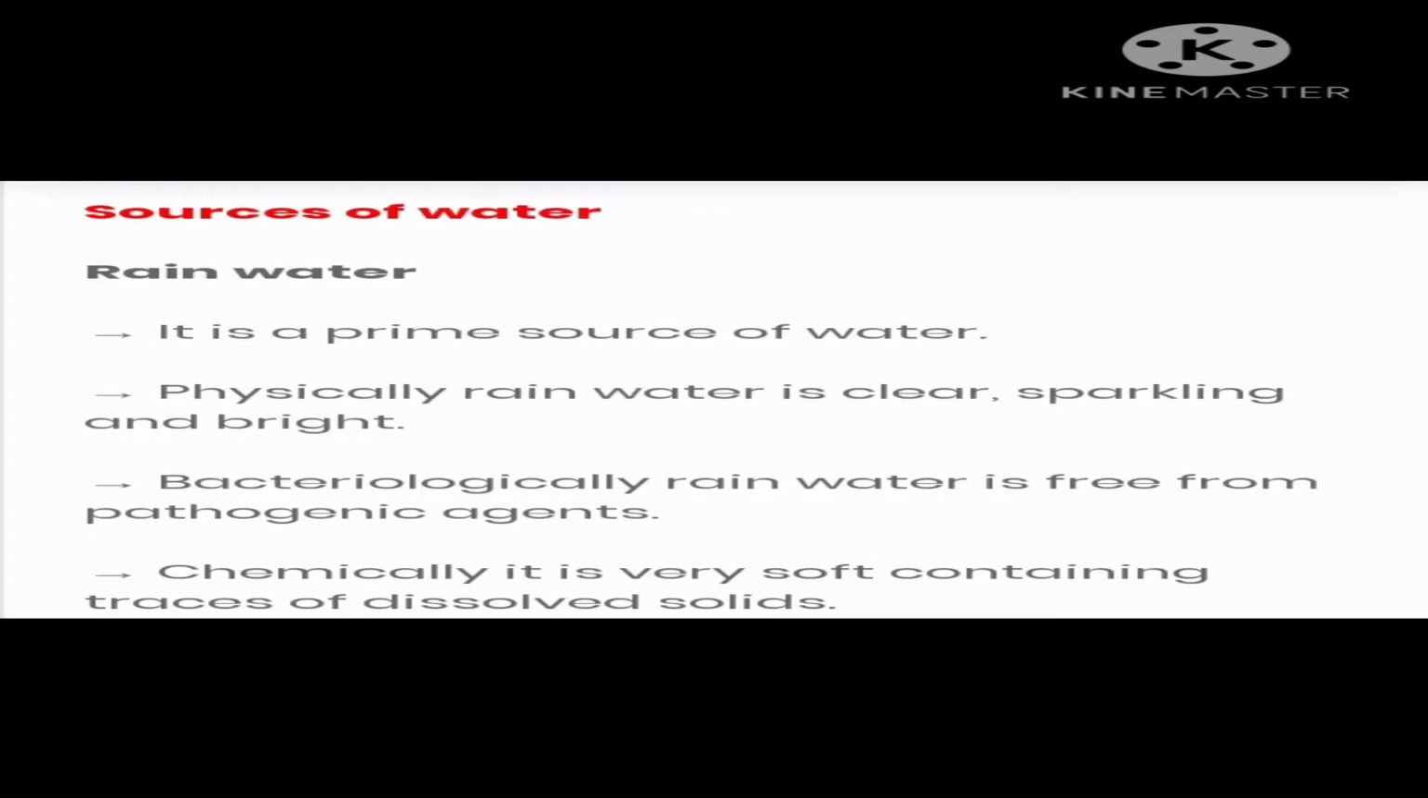that is sources of water. From where do we actually get this water? Number one source of water is rainwater. Rainwater is the prime source of water. Physically, rainwater is very clear, sparkling and bright. Third point, bacteriologically, rainwater is free from pathogenic agents.